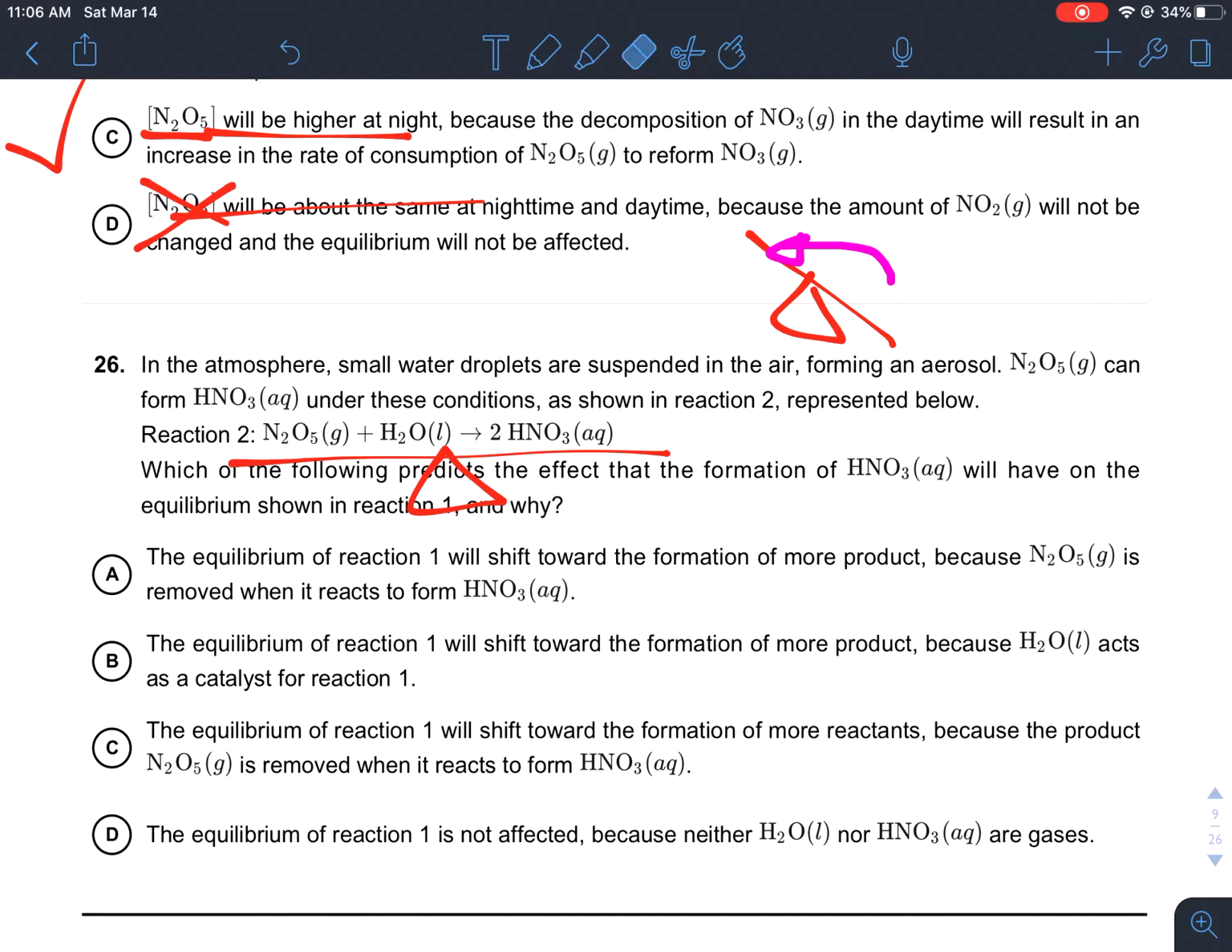Wait, what? This is confusing. I see. It says, which of the following predicts the effect of formation of HNO3 will have on the equilibrium shown in reaction 1? The equilibrium reaction 1 will shift towards the formation of more products because N2O5 is removed when it reacts to form HNO3.